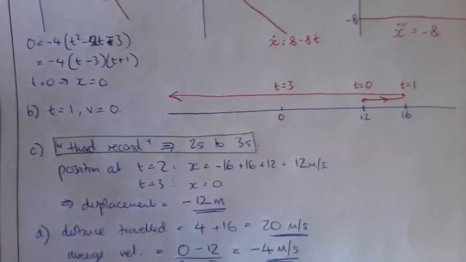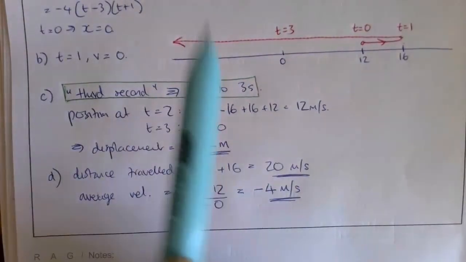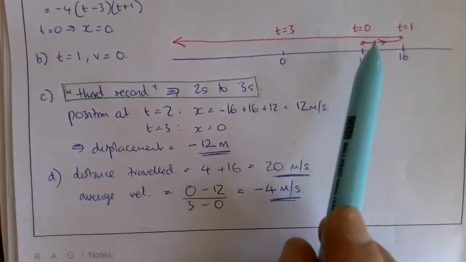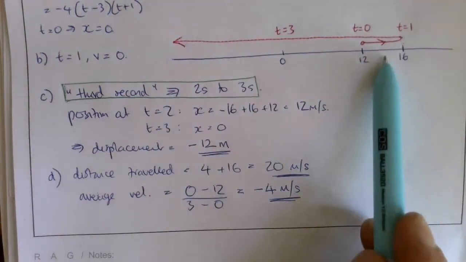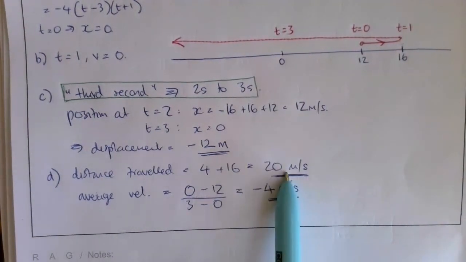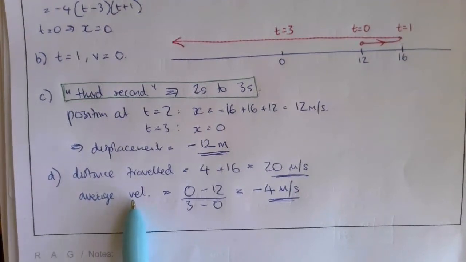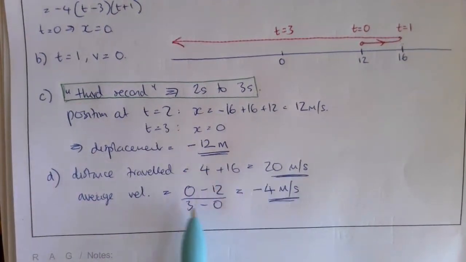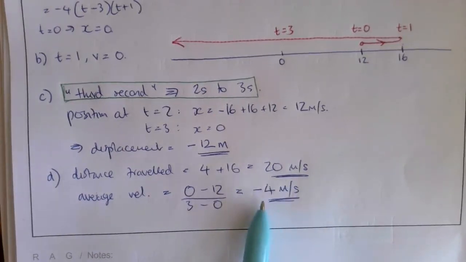And then the final question is for the distance travelled and average velocity. Distance travelled using my number line is 4 plus 16, so that's 20 meters. And then the average velocity doesn't care about distance travelled, it's just the change in displacement. We go from 12 to 0, so overall we're moving towards the left. An average velocity of minus 4 meters per second.